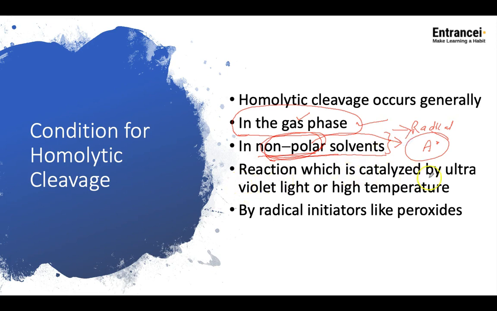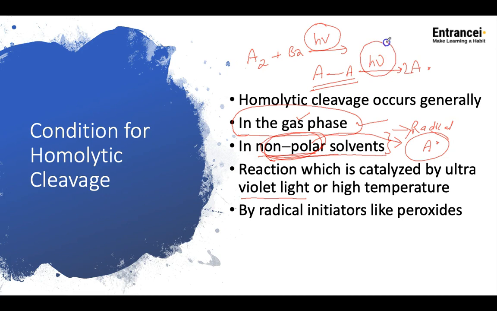There are some reactions which take place in presence of light. You have seen many reactions in which A2 plus B2 and the arrow with h nu means light, photons or photochemical reaction. In all photochemical reactions like AA, if you take photons, it will give radicals. Irrespective of the polarity of the molecule, if the reaction proceeds in presence of photons, the reaction forms radicals. So all photochemical reactions are homolytic cleavage.